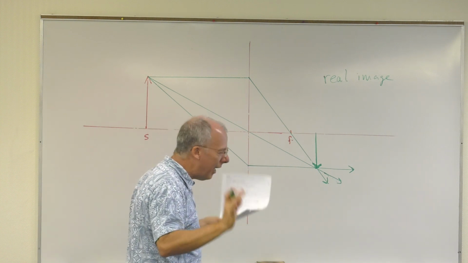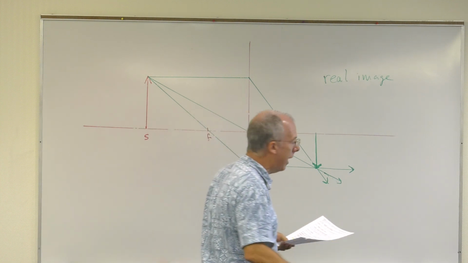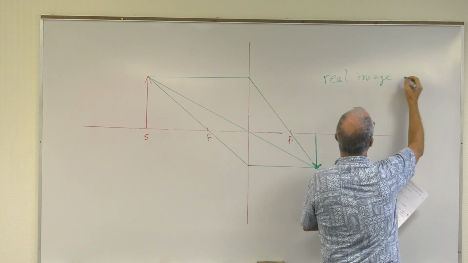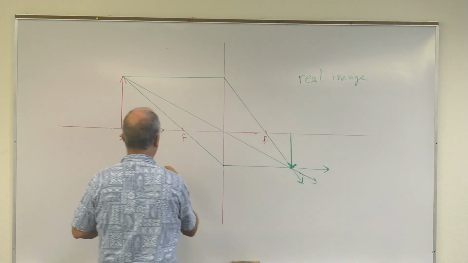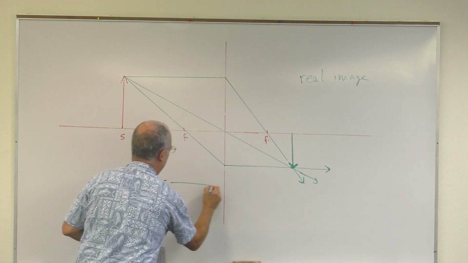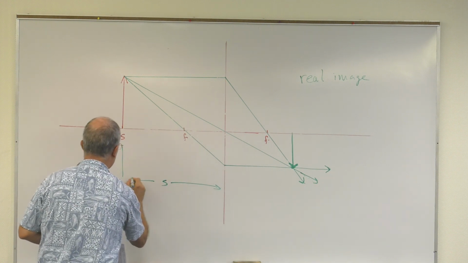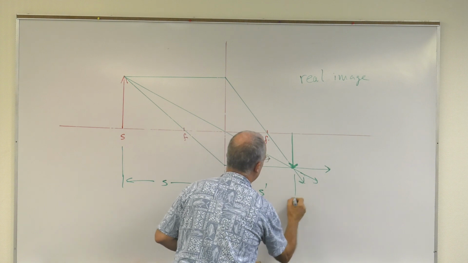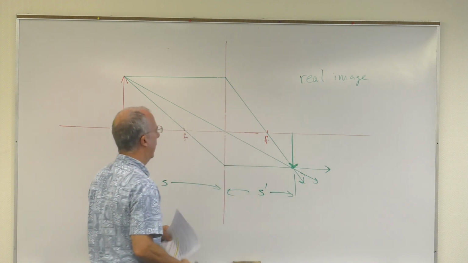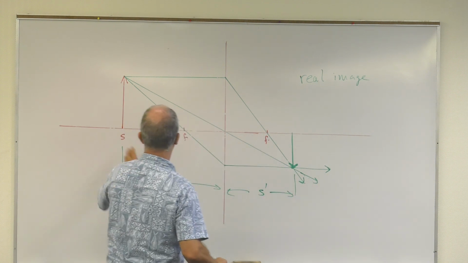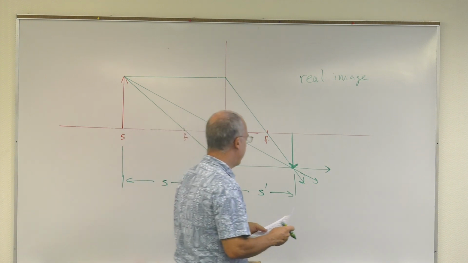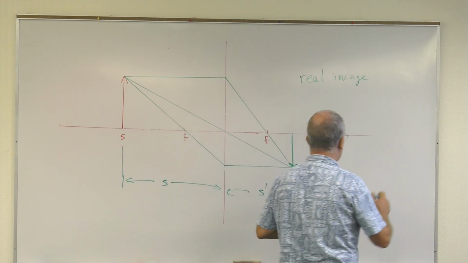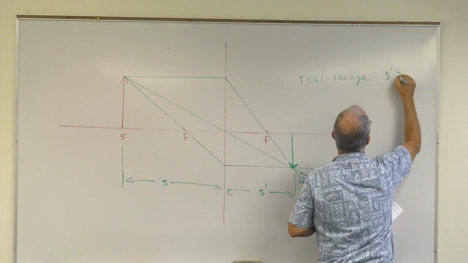Okay, now here's a convention. Again, you just better get your tables from the book. This is S, the object distance. This is S prime, the image distance. It's really from here to here. So object, image. Now here's the convention: if it's a real image, S prime is positive.